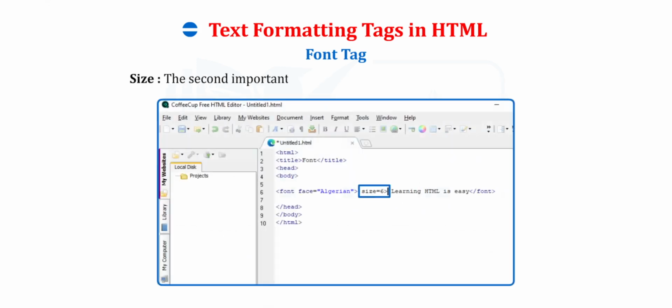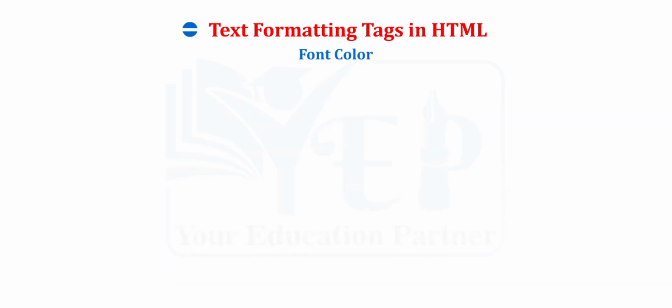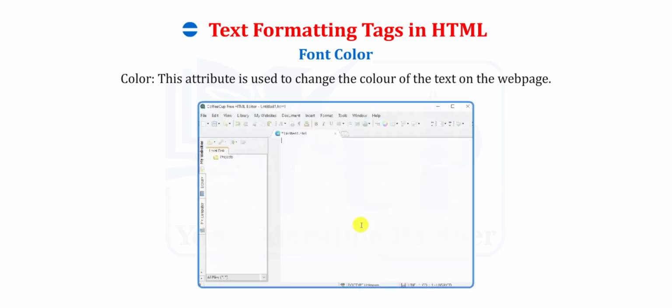Size. The second important property of the font tag is the size attribute. This attribute is used to change the size of the text. Font color. Color. This attribute is used to change the color of the text on the web page.